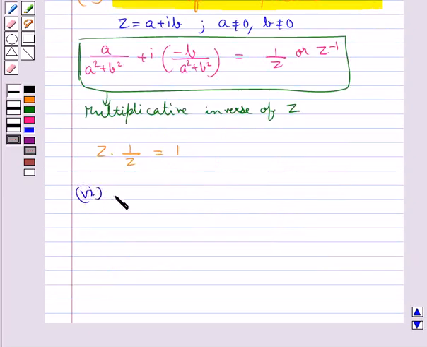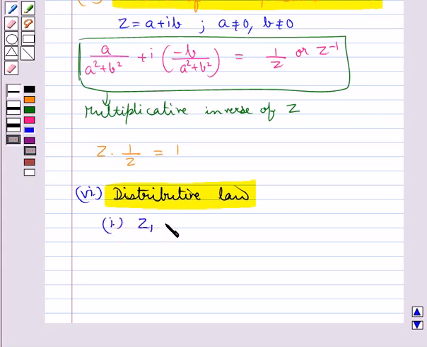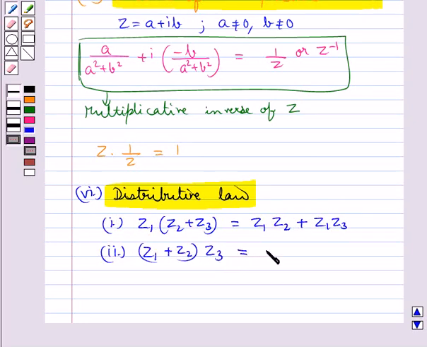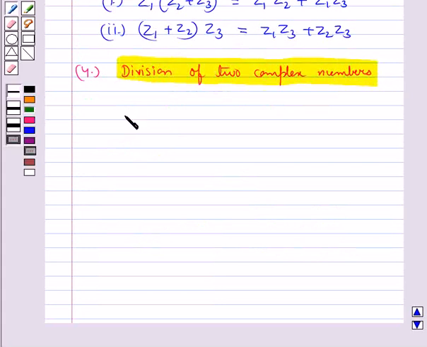Now the next property is the distributive law, that is, for three complex numbers z1, z2, z3, we have z1 into z2 plus z3 is equal to z1 into z2 plus z1 into z3, and also z1 plus z2 into z3 is equal to z1 into z3 plus z2 into z3. Now we have division of two complex numbers. Given any two complex numbers z1 and z2, where z2 is not equal to 0, the quotient z1 upon z2 is defined by z1 multiplied by 1 upon z2.